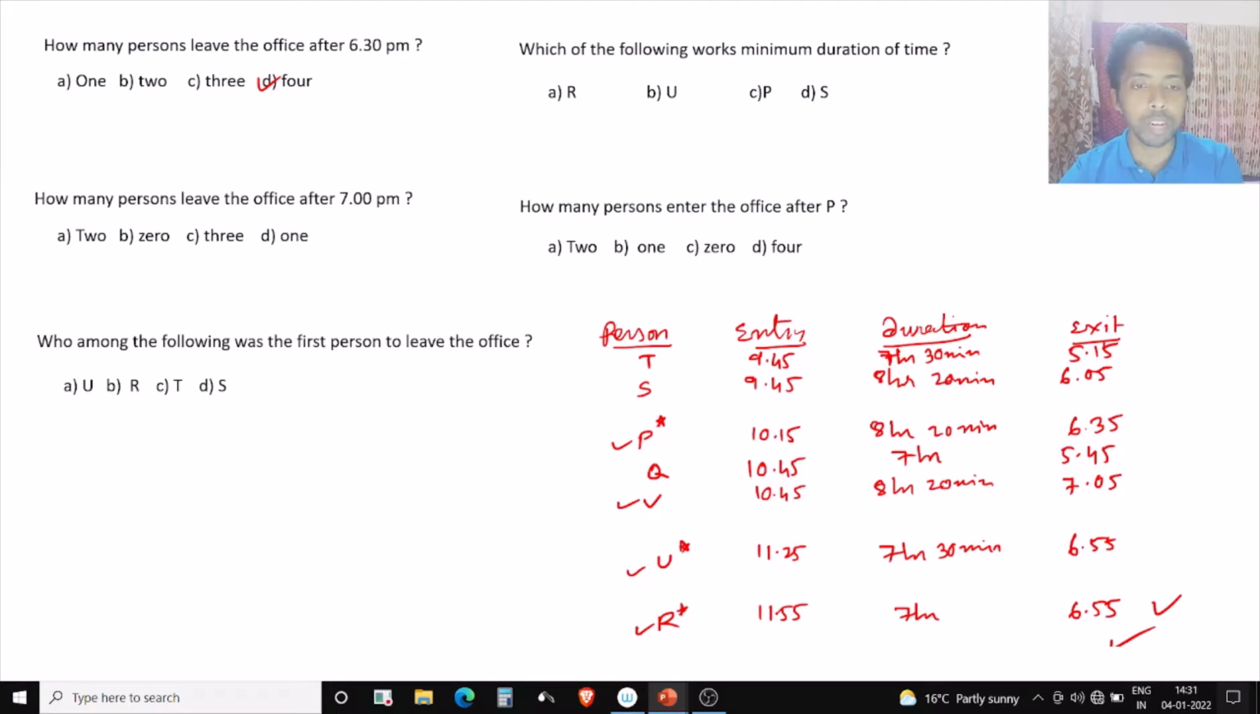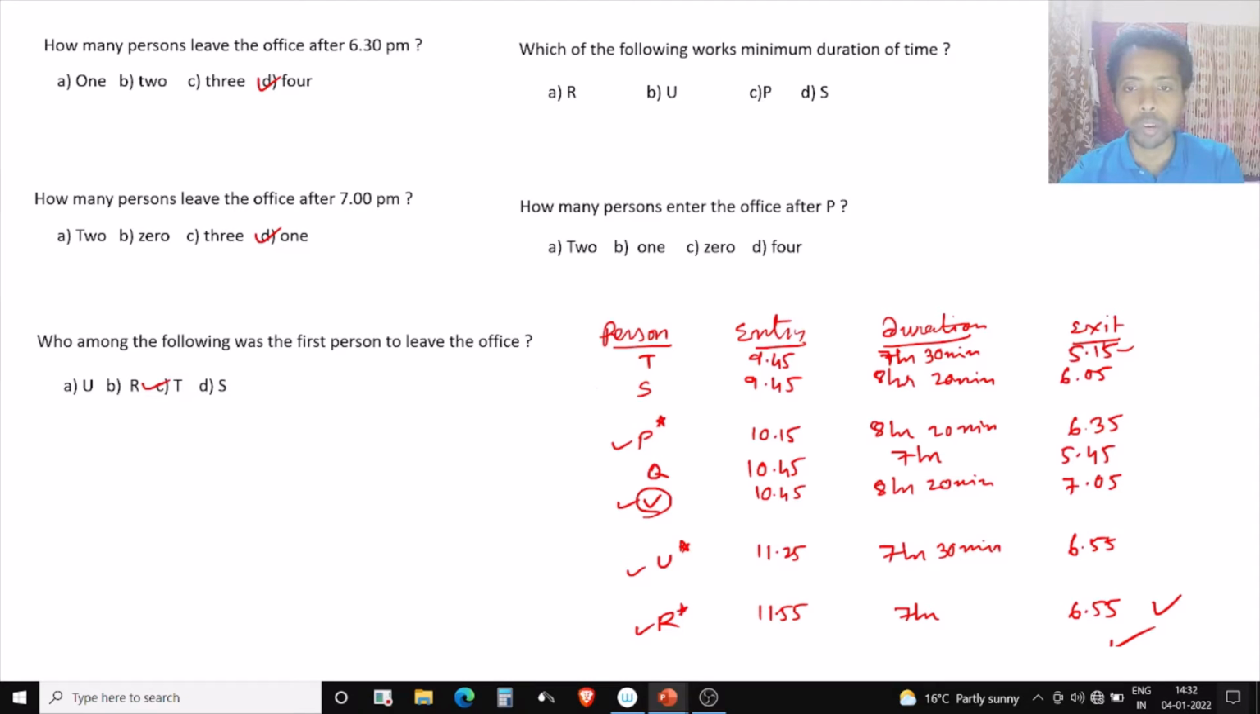How many persons leave the office after 7 p.m.? After 7 p.m. that is only one person, that is V here. Only one. Who among the following was the first person to leave the office? First person to leave the office, that is T, 5:15.